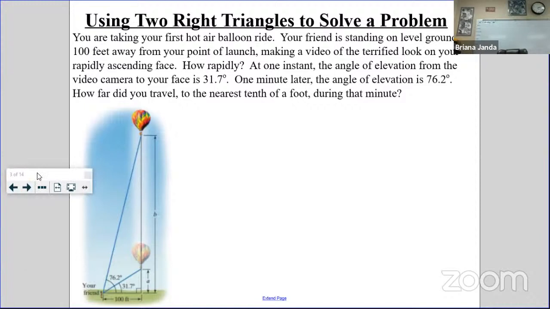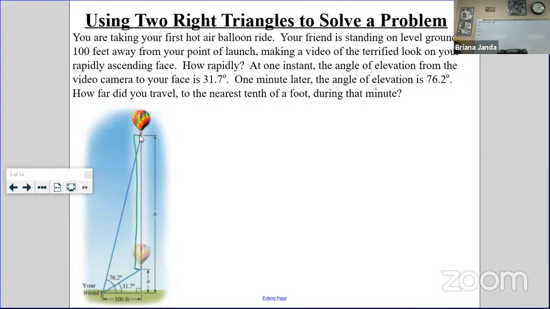So next question here, using 2 right triangles to solve a problem. It says you're taking your first hot air balloon ride. Your friend is standing on ground level 100 feet away from your point of launch, making a video of the terrified look on your rapidly ascending face. How rapidly? Well, at one instant, the angle of elevation from the video camera to your face is 31.7 degrees. 1 minute later, the angle of elevation is 76.2 degrees. How far did you travel to the nearest 1/10 of a foot during that minute? So they're looking at how far we travel eventually here.